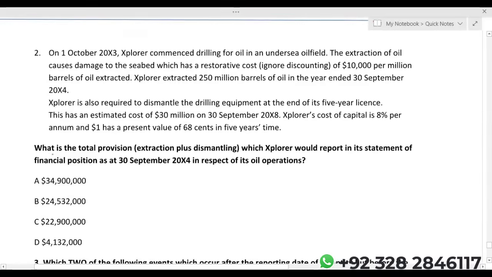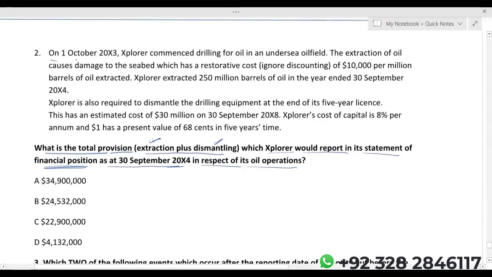Okay, let's see this one. What is the total provision? Extraction plus dismantling. Again, of course, IAS 37. Which amount would Explorer report in its statement of financial position as at 30th September X4 in respect of oil operations? We need a total provision relating to two things, extraction plus dismantling. If you recall, in case of dismantling, we first calculate the present value of dismantling cost, property, plant and equipment debit, provision credit. Then, due to unwinding of discount, that provision amount increases. Let's read the question.